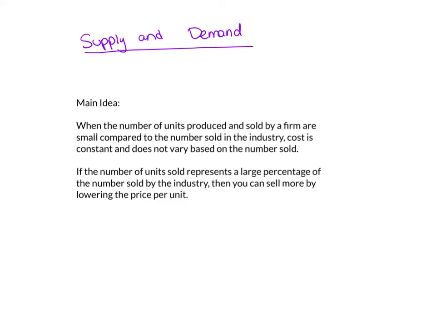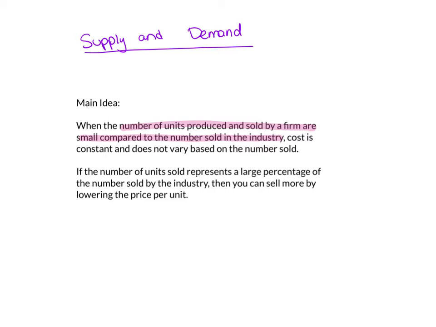So let's talk about supply and demand here. Previously, when we were thinking about our cost per item or number of items sold, we weren't really thinking about the effects of supply and demand. Our main idea here is that when the number of units produced or sold by a firm is small compared to the number sold by the industry, then we don't really need to worry about supply and demand that much, right? They're just not having a big effect on the market, so we don't have to consider that.